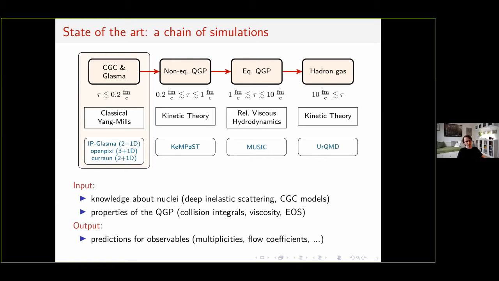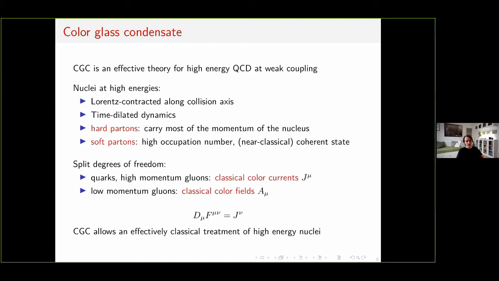Okay, so what's this color glass condensate? Well, it's an effective theory for high energy QCD valid at weak coupling. If you think about high energy nuclei, then from the viewpoint of the lab frame, they appear as thin disks because they move so fast, right? Along the collisional axis, they are contracted due to special relativity, so they appear as thin disks. And also due to special relativity, the dynamics inside the nuclei are very heavily time dilated, so they're basically frozen from the viewpoint of the laboratory.